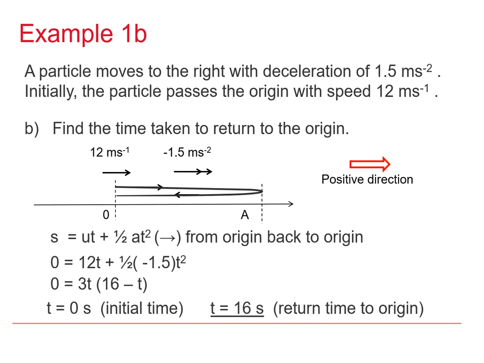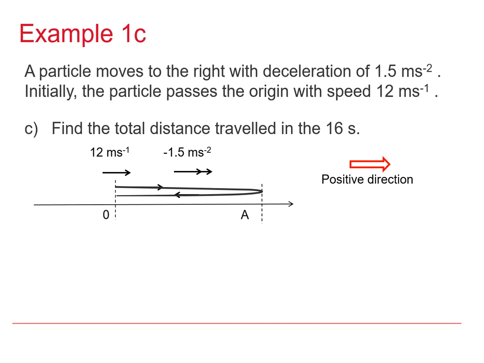Now on to part C then. So now we're being told, again, the same information as before in terms of the acceleration and the initial velocity, but it wants the total distance travelled in the 16 seconds. Now, we need to be careful here because we can't deal with the displacement over the whole journey because it's going that way at first and then it's coming back, and so the displacement is 0.